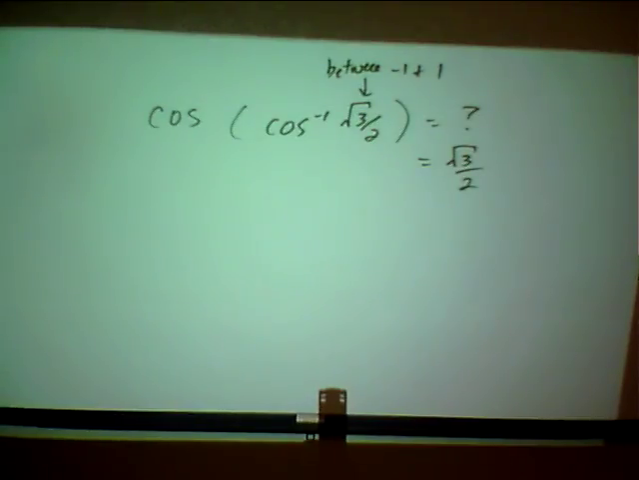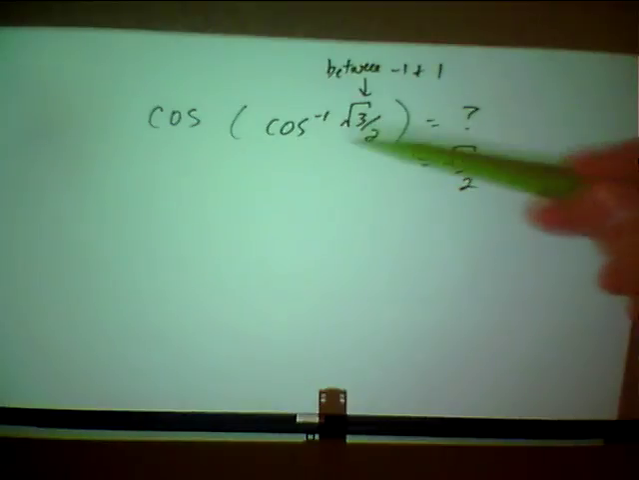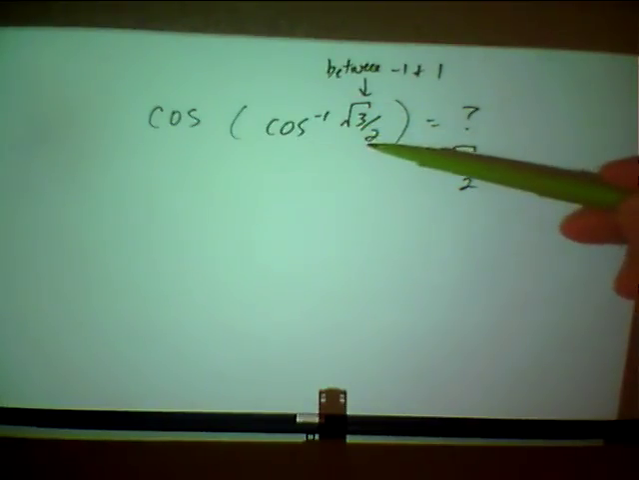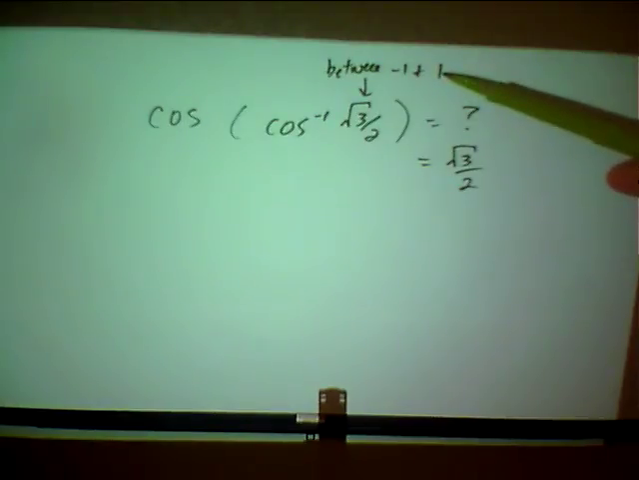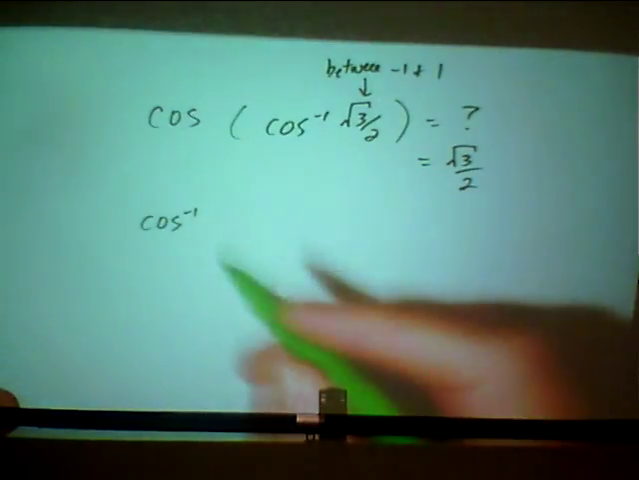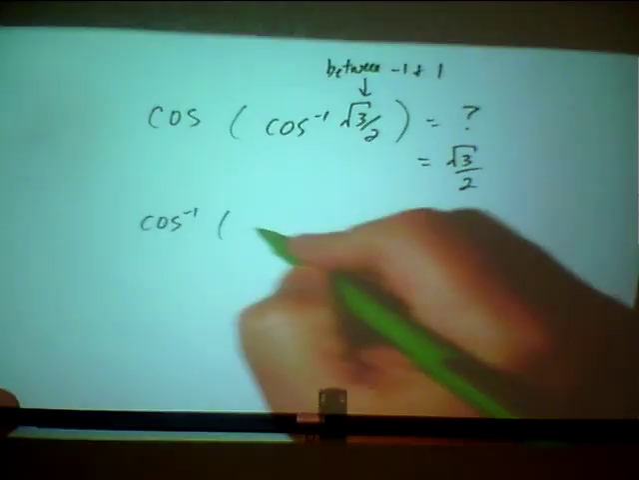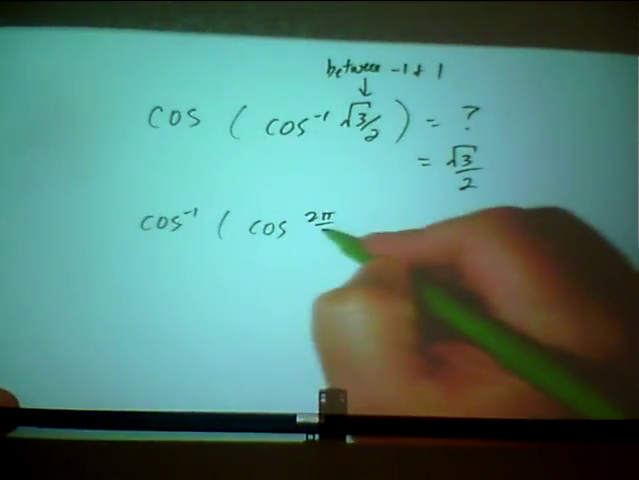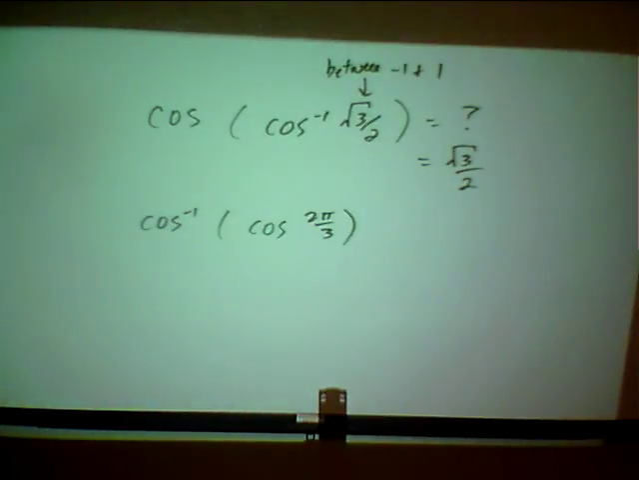I'm not going to do an example now, but if I did an example where the number inside the inverse cosine function is larger than 1 or smaller than -1, then there would be no solution. Now the flip side, let's do one of those. How about the inverse cosine of the cosine of 2 pi over 3.